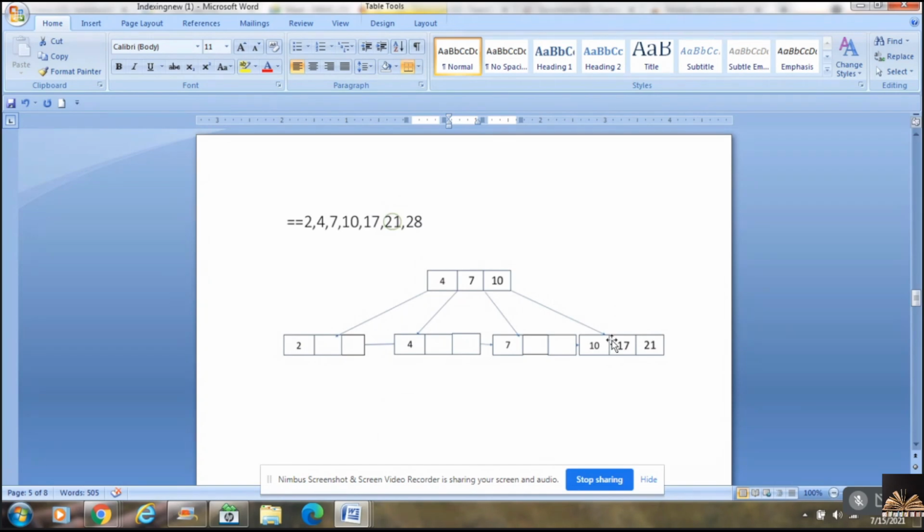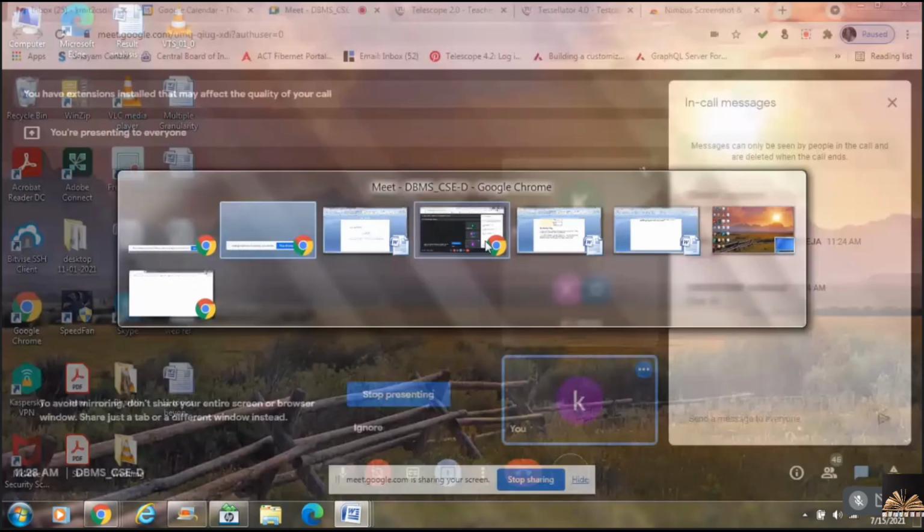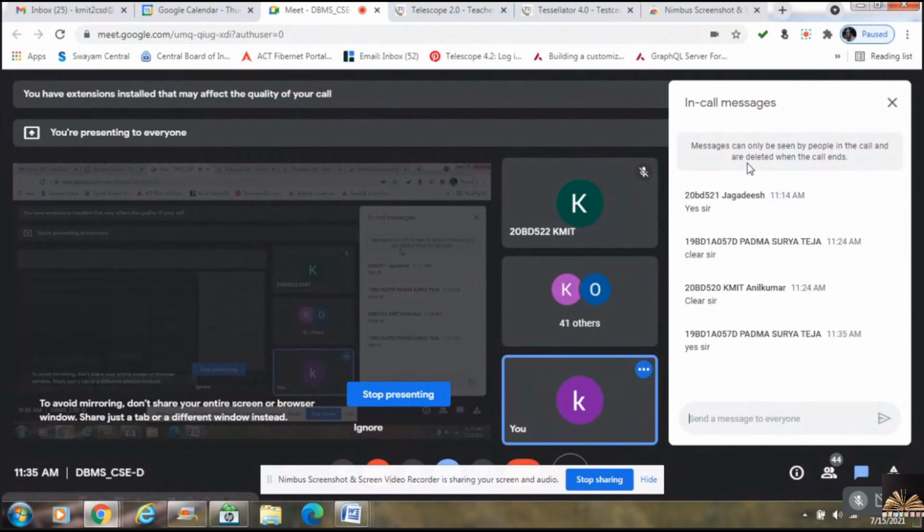Is it clear? I hope it's clear. Any issues with how the insertion process is going on? Is the insertion process clear, or any problem? All of you?